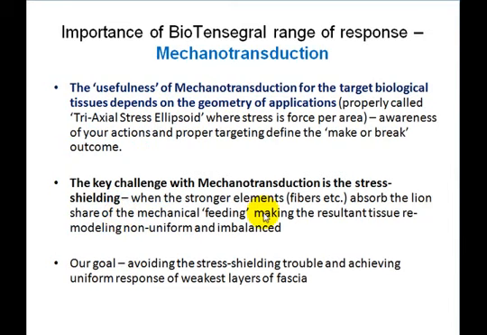So in essence, we want to avoid this situation. We don't want these stronger elements, fibers, outer layers and so on, absorbing the lion's share of the mechanical loading, right? So we want ways to get around it, to get the uniform loading. That's the key. So we want to bypass it. But this is not an easy task.